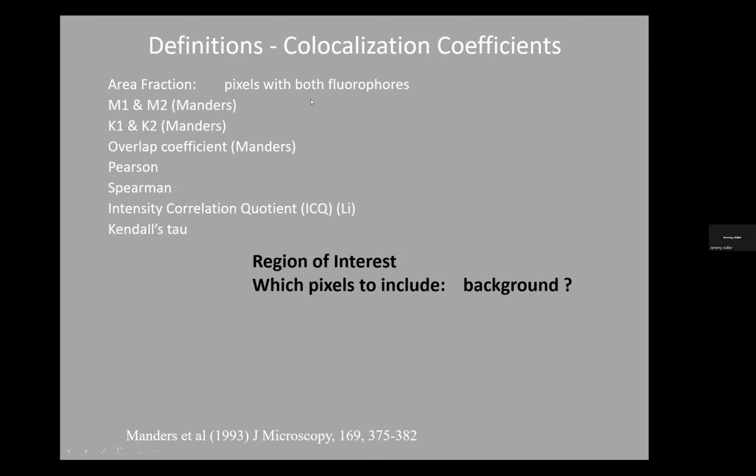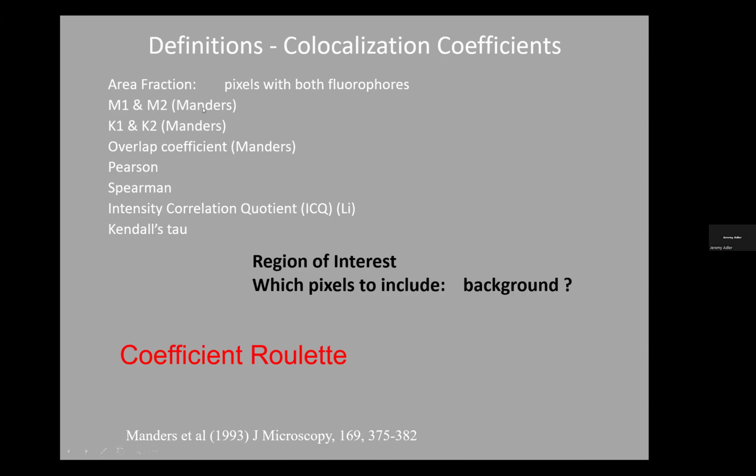A really important consideration, apart from which coefficients you might use, is the region of interest, which pixels to include, and another question: should you include pixels that only have background intensity? Again, all of these things will affect the results you get. It's a kind of world of coefficient roulette when measurements are not clearly defined and are not clearly explained in a methods section.